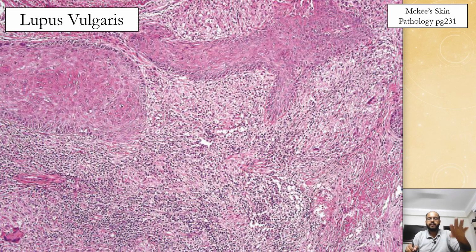So here we have taken a picture from McKee's Skin Pathology, page 231, and we look at the histomicrograph of lupus vulgaris. So look at the background first. Okay, background is showing lymphocytes. So it's a lymphocytic rich background. The entire dermis is filled with lymphocytes. We will not concern ourselves with the epidermal changes. Just look at the dermis. The background is filled with lymphocytes.